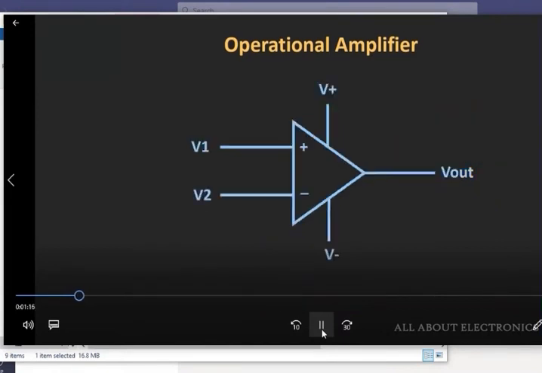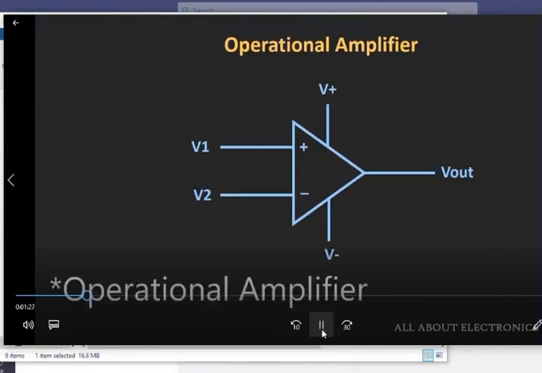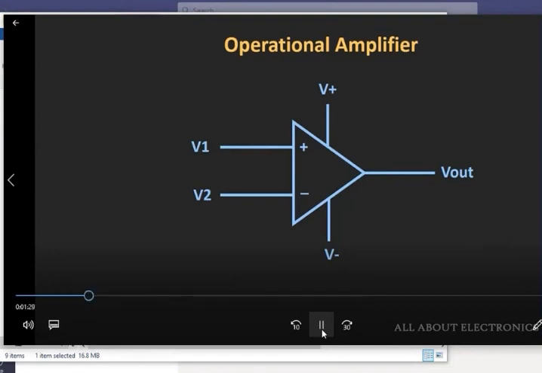Now if you look at the circuit symbol of the operational amplifier, it can be represented by this symbol. It consists of two inputs and one output. Most amplifiers consist of two power supplies, the positive and the negative power supply, but there are many op-amp ICs which run on a single power supply.